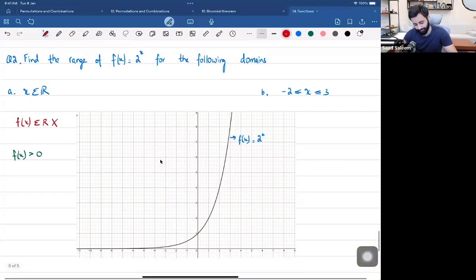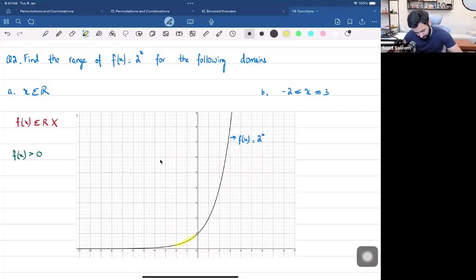Now part B. Part B, we have restricted ourselves from -2 to 3. So that means I'll highlight the part of the curve that you're now allowed to look at. You're only allowed to look at this part of the curve from -2 to 3. Now you don't have to look beyond 3, and you don't have to look before -2.